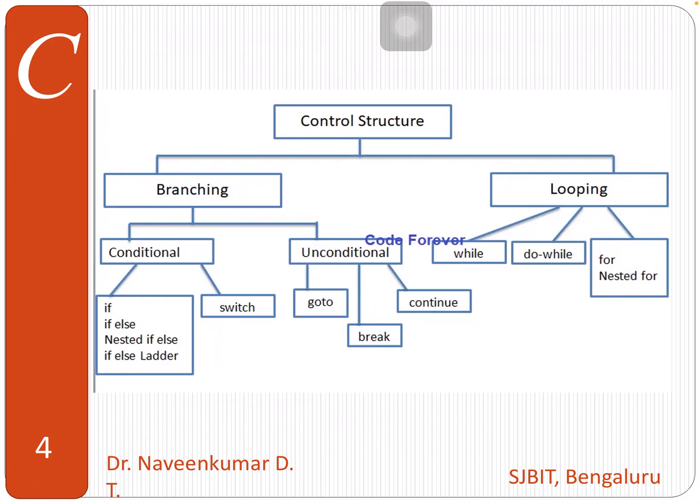So these are the types of branching statements and looping statements in a control structure of a C program. Branching statements have two types. Conditional has if else, nested if else, if else ladder, and also the switch statement. In unconditional branching statements we have goto, break, continue. And finally, in looping statements we have while, do while, for, nested for. These are the statements we have in the control structure of a C program. Right?